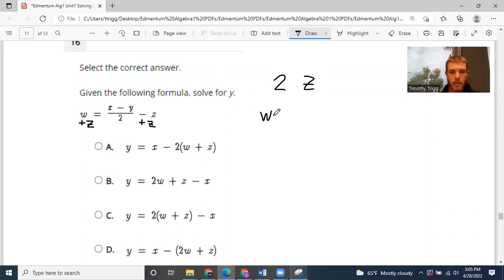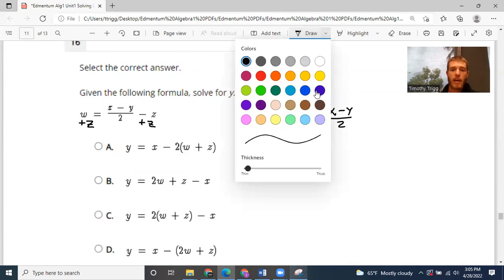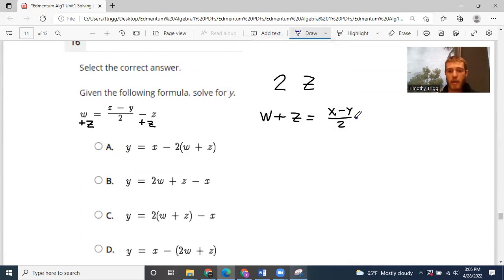So that gives you w plus z equals x minus y over 2. To cancel out this divide by 2, well, we're going to multiply by 2. Multiply this side by 2 as well. This gives you 2 times (w plus z) equals x minus y.